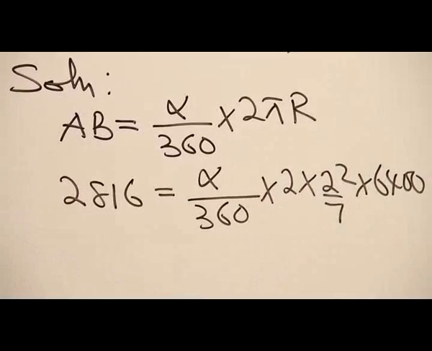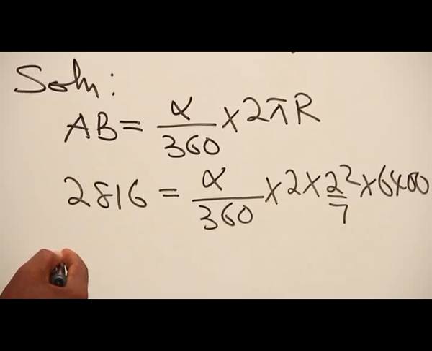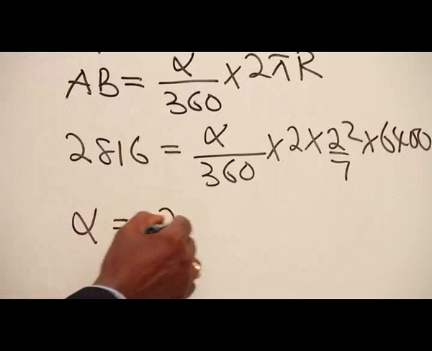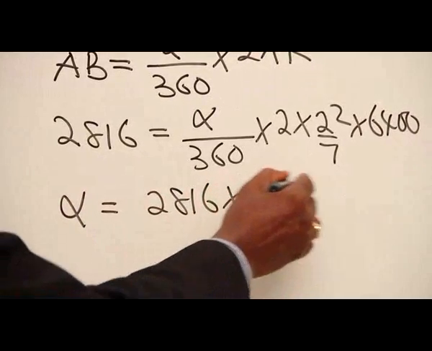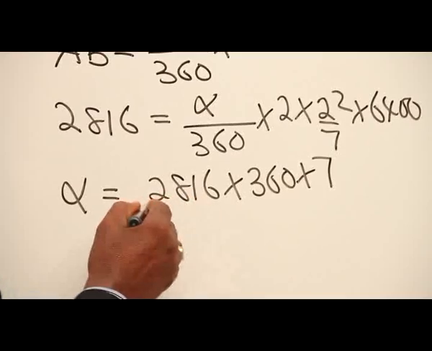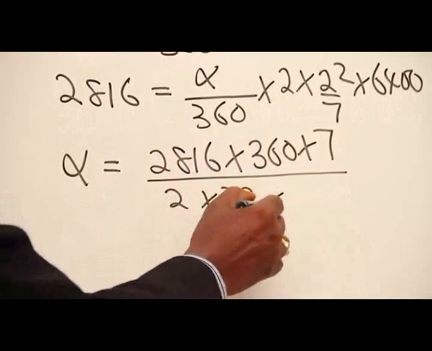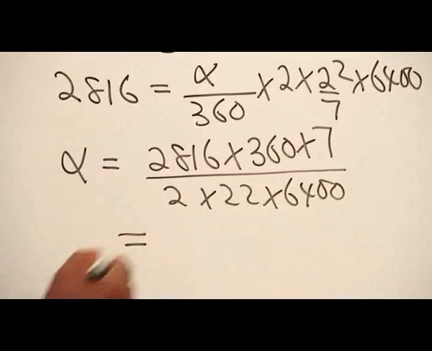Now, if you look at this, we will now make alpha, which is the angular difference, the subject of the formula. So our alpha will be equal to 2816, multiply this by 360, multiply this by 7, then divide your result by 2 times 22 times 6400. Let's see what we translate to.